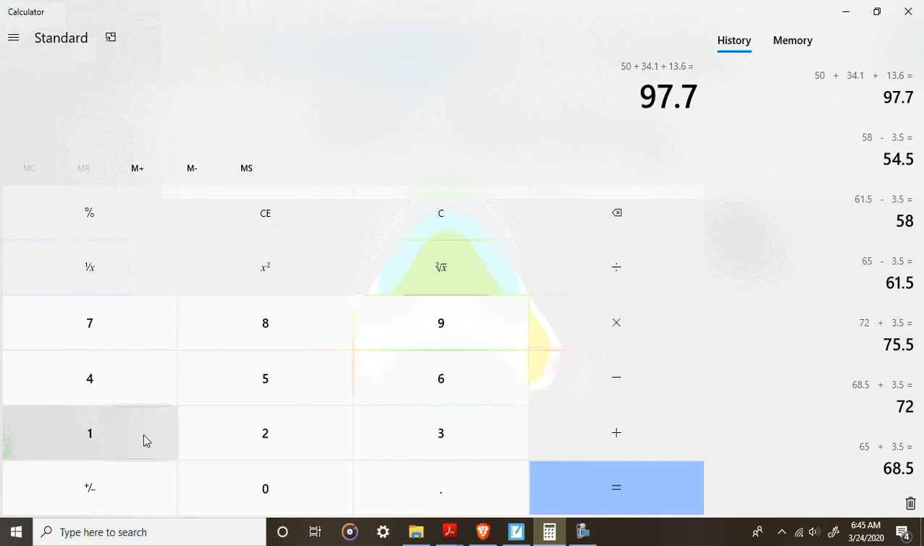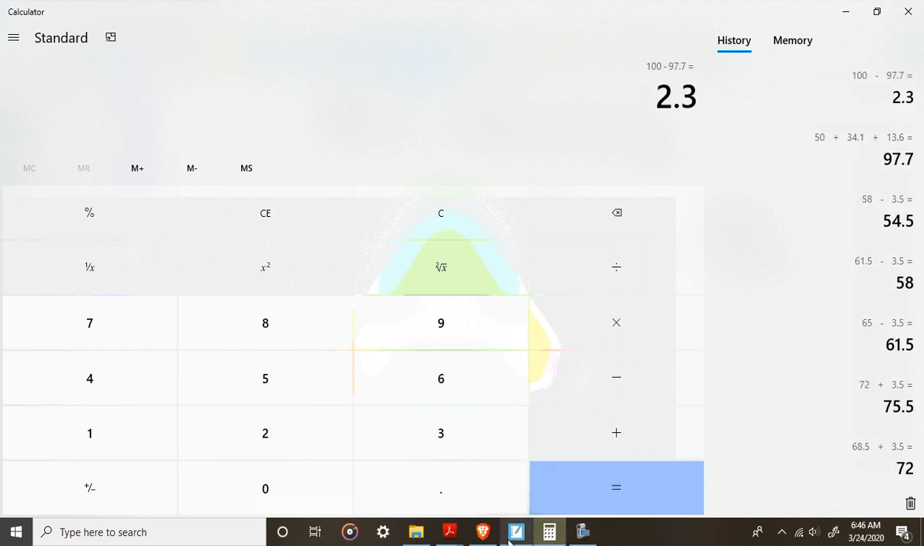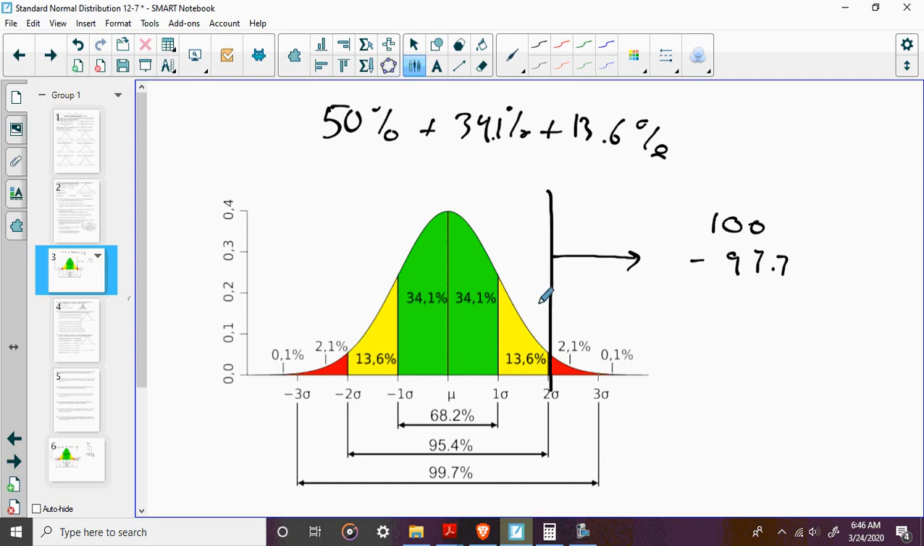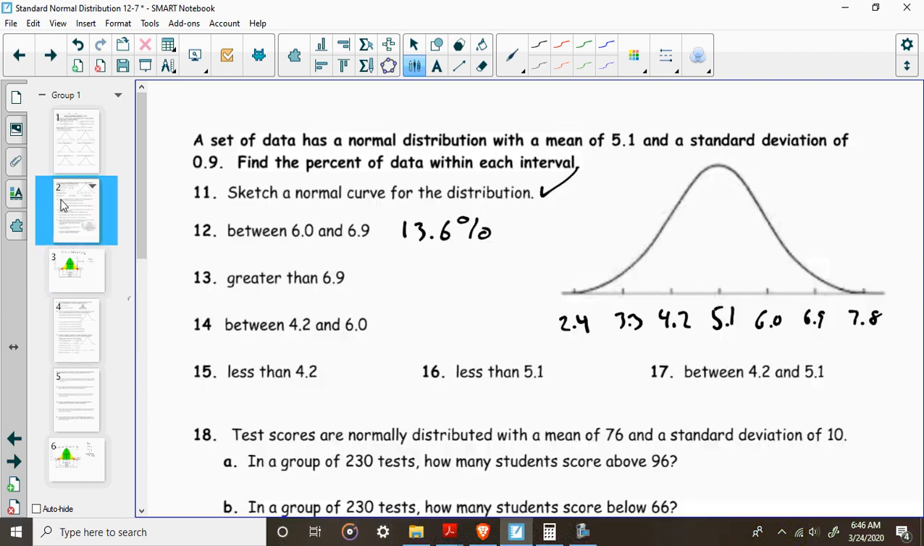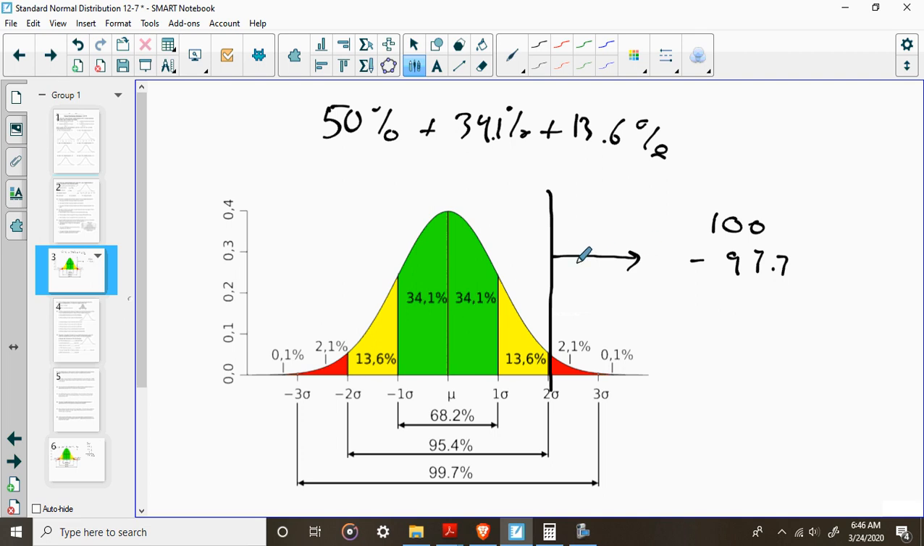So again, we still need that number. We're going to say 100 minus 97.7. They wanted to know what was greater than that, so that's going to be 2.3. Again, not what these two numbers add up to over here. You can't just add those two together. So greater than 6.9 is going to be 2.3%. Let's run through that one more time just because I messed up. To find this amount over here, we know the whole thing is 100%, but adding all these together, we found out that this section over here is 97.7.